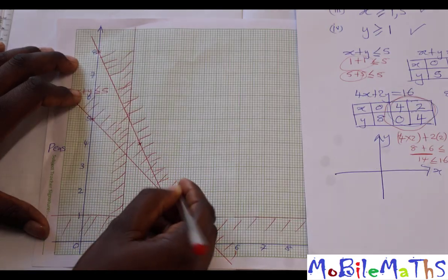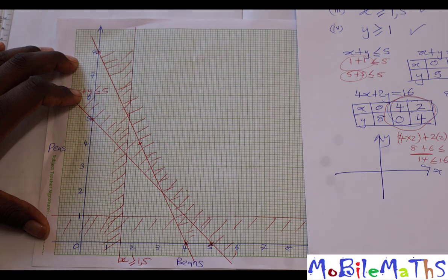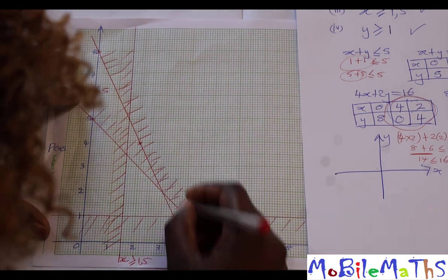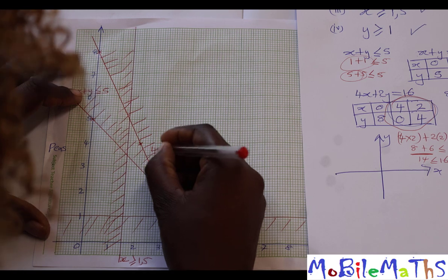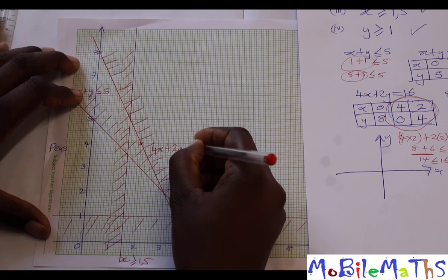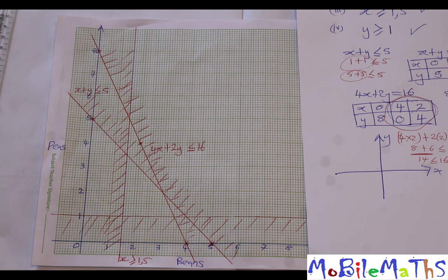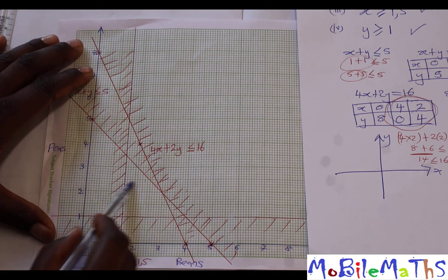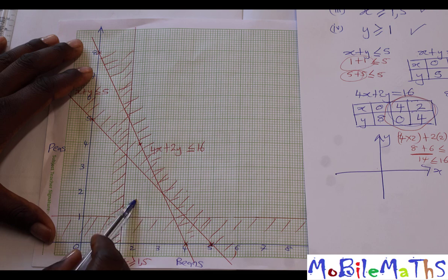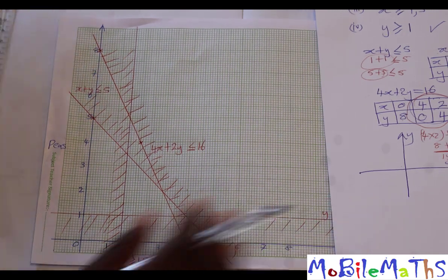Okay. And label our graph. This is a graph of 4x plus 2y is less or equal to 16. Okay, now we are done. So it means our solution is going to lie here. That's where our solution is going to lie.